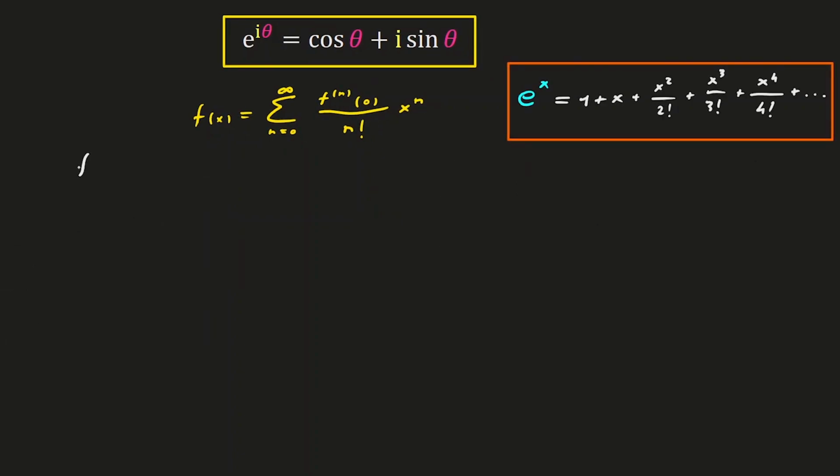Okay guys, so let's do it for the sine function. f of x equals sine of x. We have to find the nth derivative of sine of x at x equals 0, and so let's try to differentiate sine of x. f prime of x equals the derivative of sine of x, that is cosine of x. Then the second derivative of sine of x is the derivative of cosine of x with respect to x, that is minus sine of x.